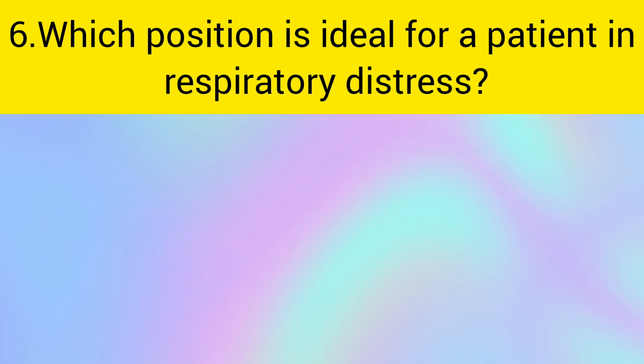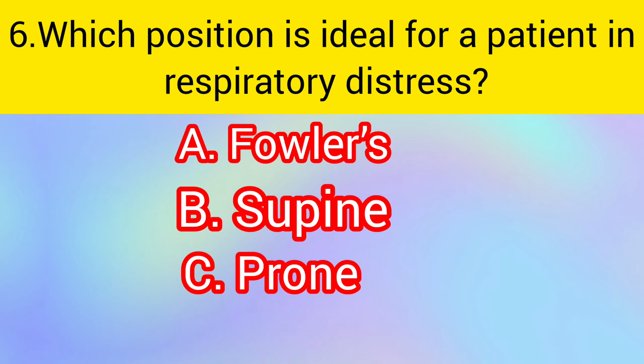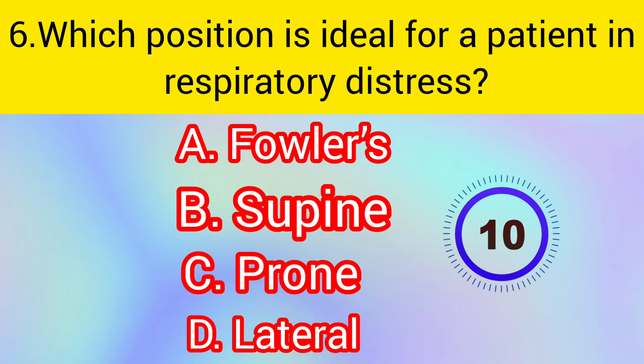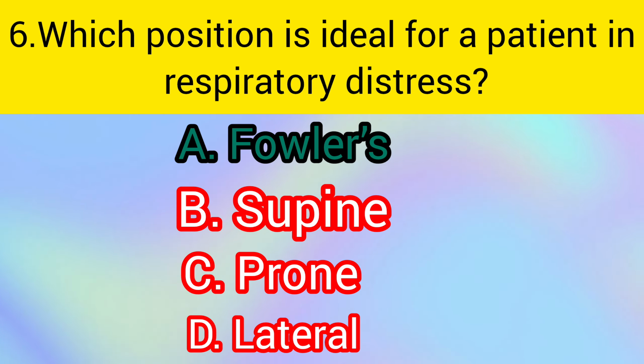6. Which position is ideal for a patient in respiratory distress? A. Fowler's. B. Supine. C. Prone. D. Lateral. Answer: A. Fowler's.